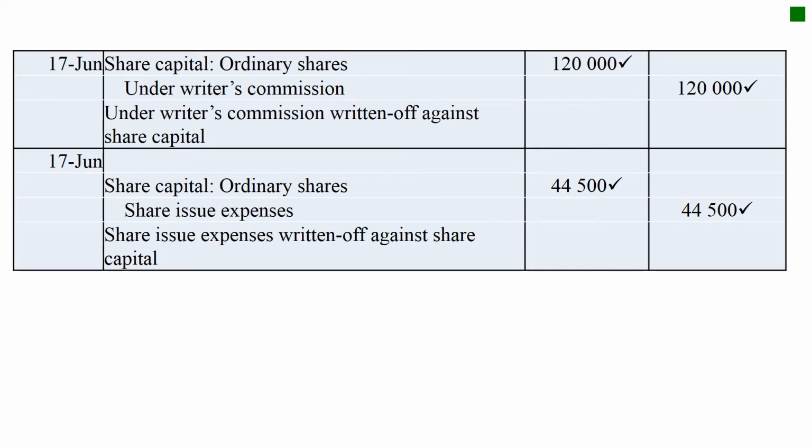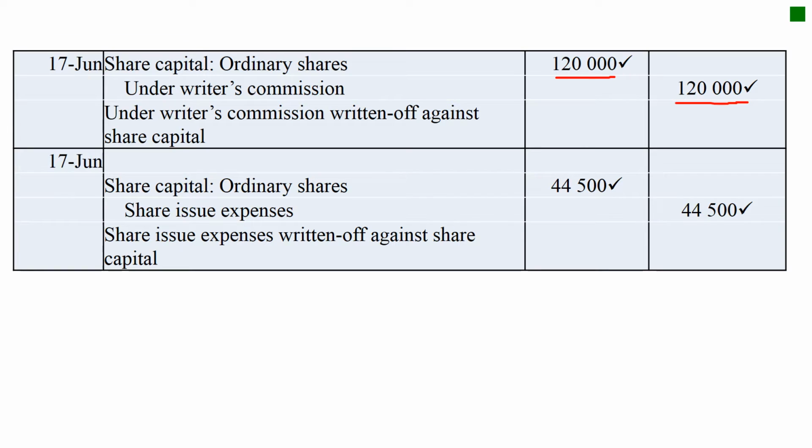which means now we are going to debit the share capital for ordinary shares 120,000, and then we have the underwriters commission 120,000. Now to clear that account and set it off against the ordinary share capital. So this is the underwriters commission written off against share capital.